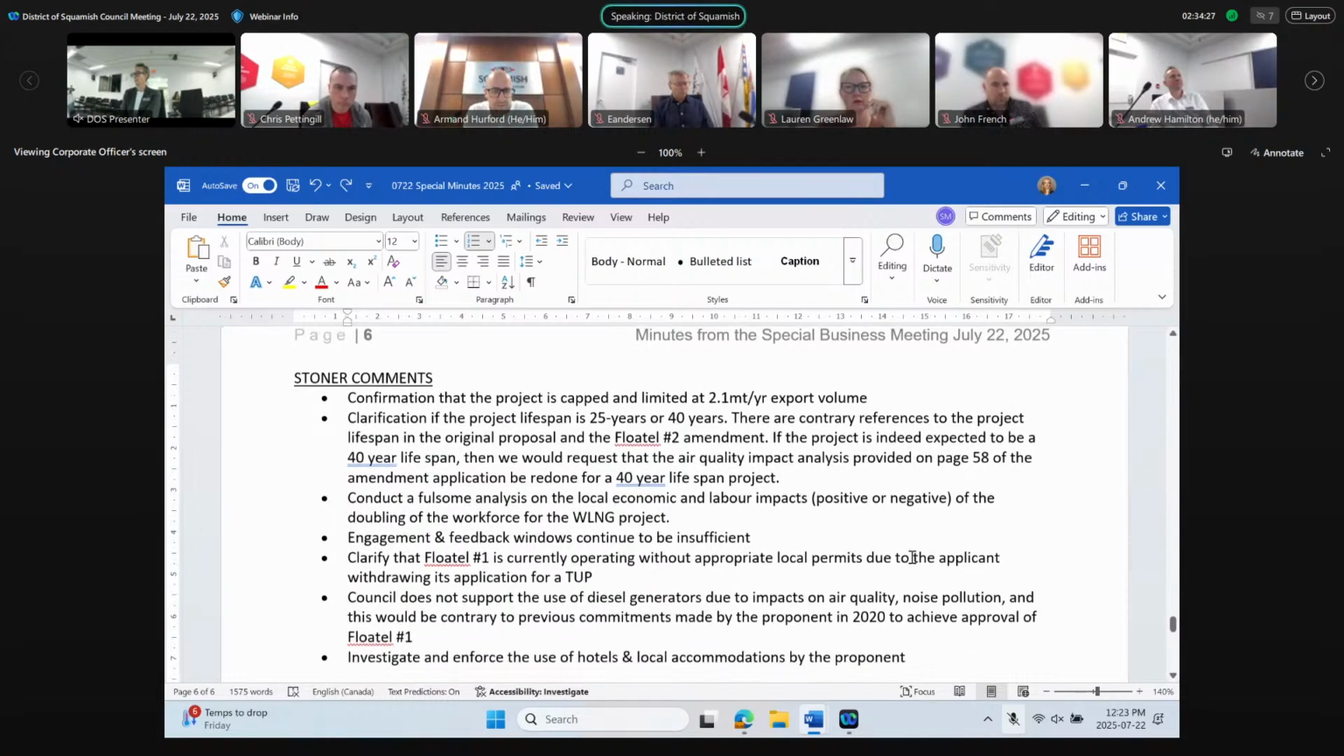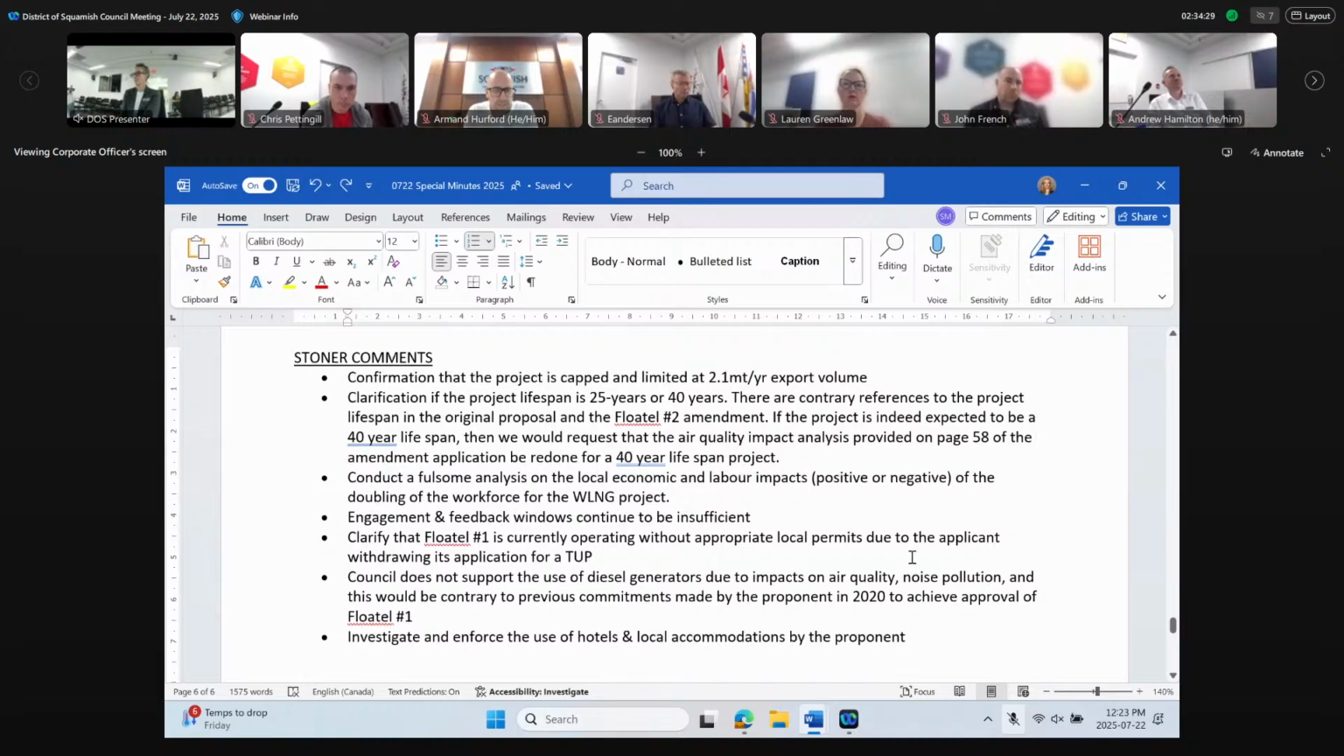So the first bullet point is confirmation, clarification, just getting them to restate what it is. I don't see that being controversial. I'm looking for body language here. Clarification on the project lifespan. We're seeing 2 different numbers. Use the right number to do the work. Councillor Finch isn't supportive of this. Is anyone else?